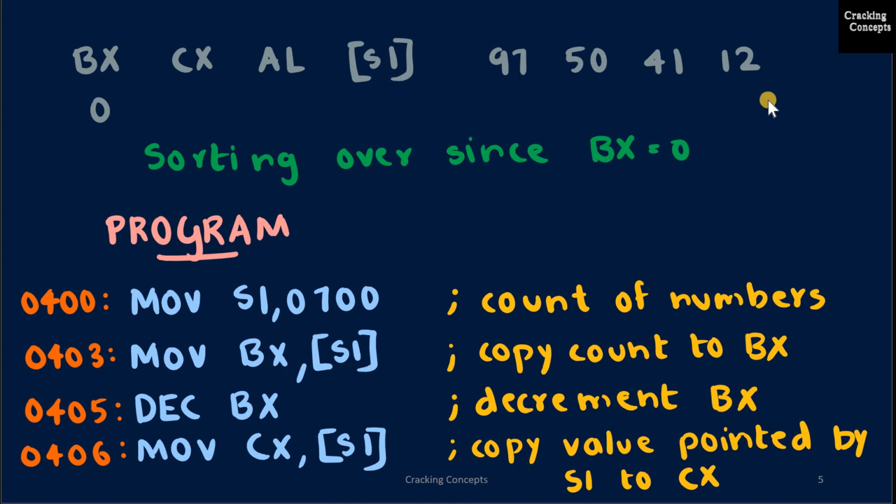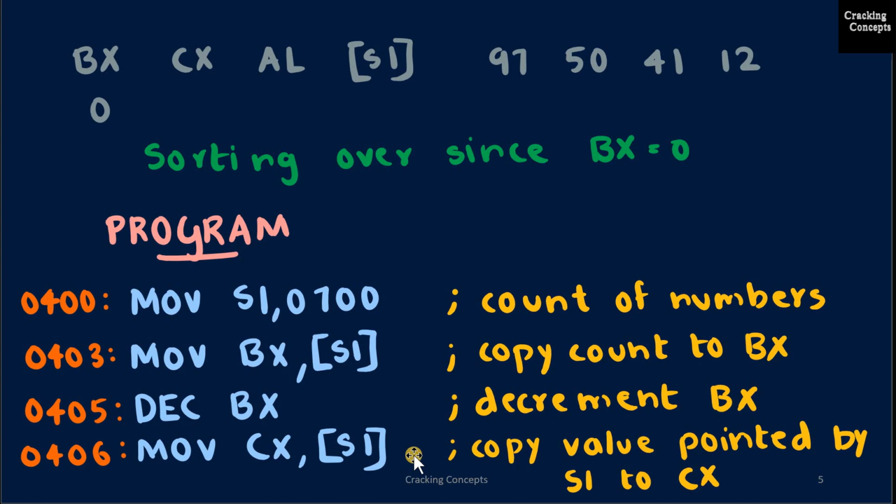Now looking into the program, the first statement will point the source index register to the location 0700 where we have the count of numbers. This is a 3-byte instruction. Then we copy the value located at the location pointed by SI to the register BX, which is the count of numbers. This is a 2-byte instruction. Then we decrement the value of BX register by 1, which is a 1-byte instruction.